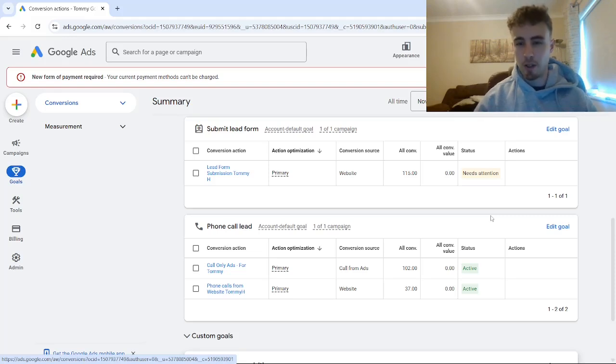So it's just an important point worth mentioning that if you're looking for form submissions or phone calls or any other specific action on your landing page, you want to make sure that that action is being tracked correctly as a conversion, so Google actually has relevant conversion data of the actions that you want the user to take when they click on your ad.